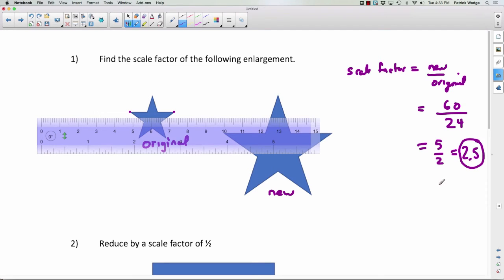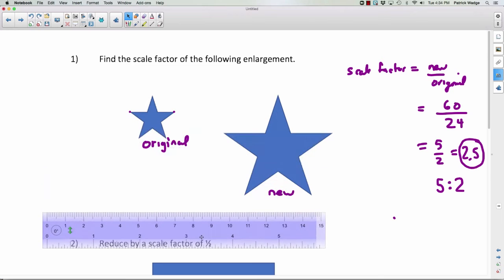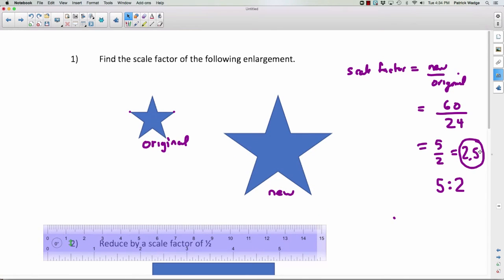You could also, I'm not such a big fan of this, but your book does this, so I better tell you. You could also write it like this, 5 to 2. That works as well. So what does that mean? Let's look at the 2.5. What does that mean when you find the scale factor is 2.5? Well, it means it's an enlargement because it's bigger than 1. How many times bigger is this one than that one? 2.5 times. It's 2.5 times as big.